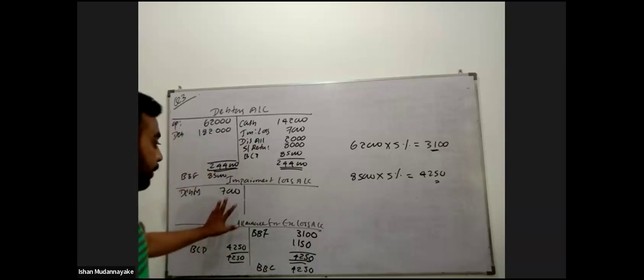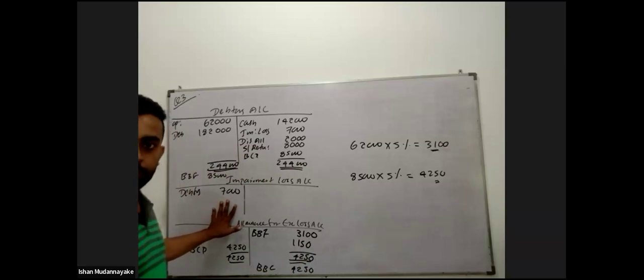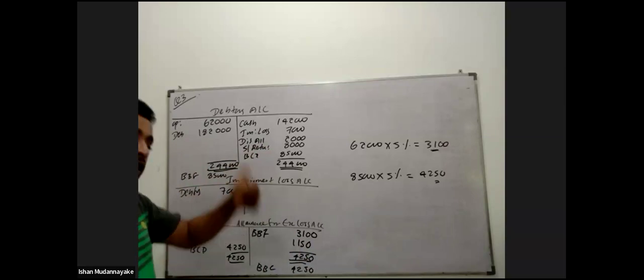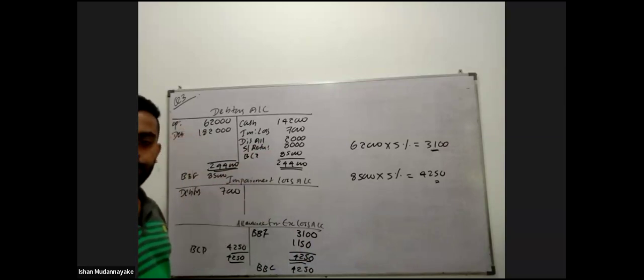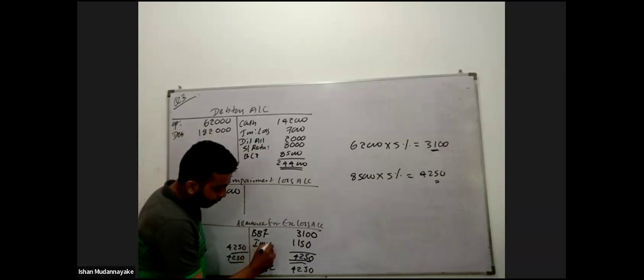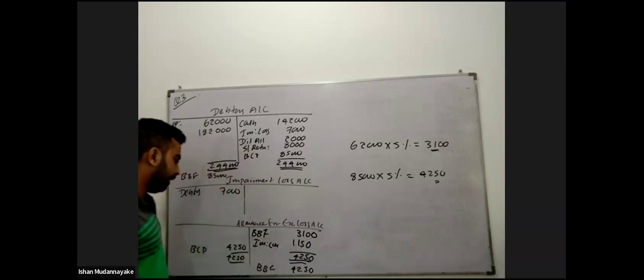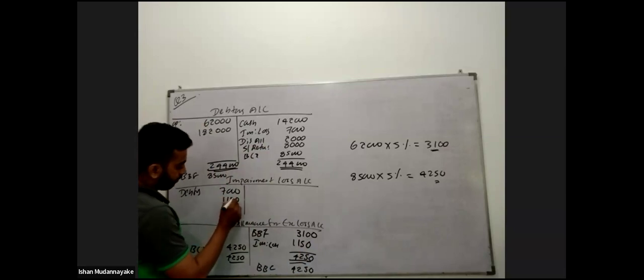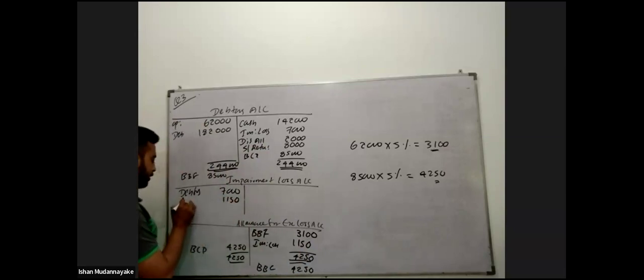Transfer to the impairment loss account. Through the impairment loss account, you can transfer the net expense to the profit and loss account. Allowance for expected loss account credit, impairment loss account debit 1,150.